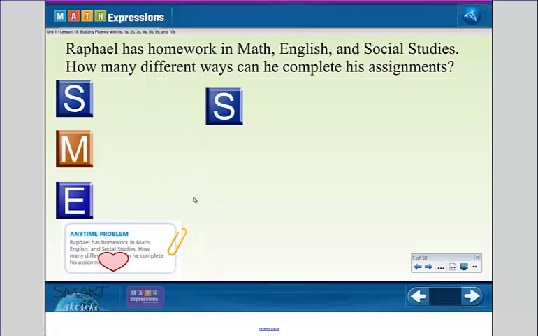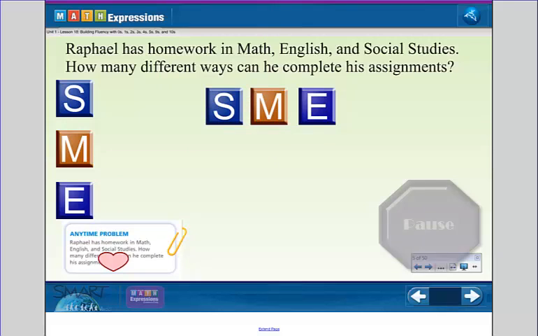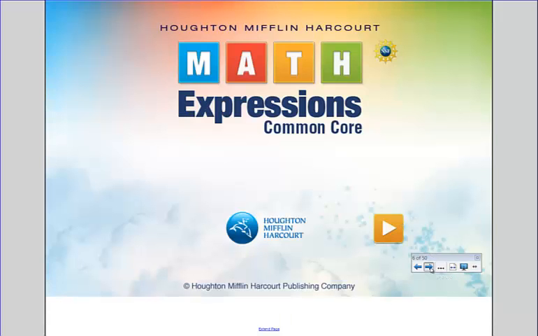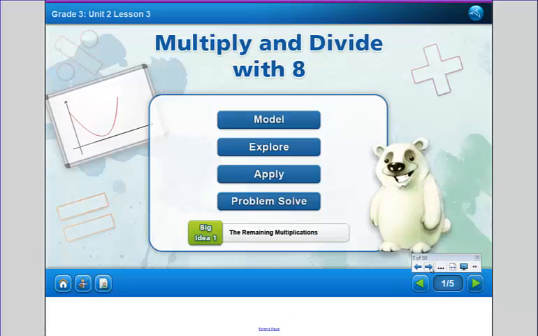and he's going to study his social studies first. Then he's going to study his math. Then he's going to study his English. What other ways can you do? Stop, pause the video, and see if you can figure out how many different ways he can do it. There's a number of ways that you can do it, and we'll discuss how many ways those are in class. Hopefully that warmed you up, because we're starting out and we're going to get going on exploring and modeling.